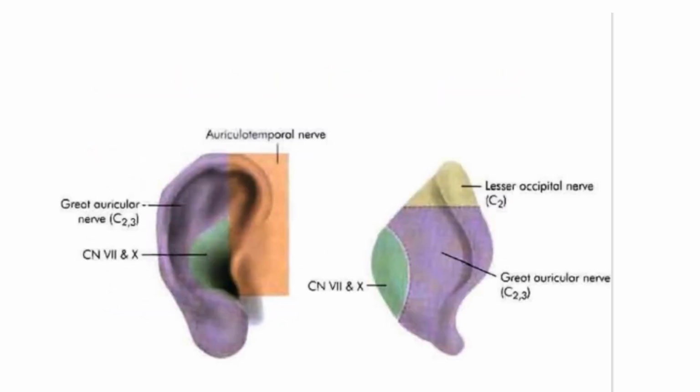So this is a picture which is showing the different areas of innervation. Here you can see this is the area. The purple one is for the great auricular nerve, the green one is for the facial and the vagus, the orange one is for the auriculotemporal. So this is the lateral surface, and this is the cranial or the medial surface. So here upper yellow one is for the lesser occipital, then the purple one is again for the great auricular, and the green one is for the facial and the vagus.